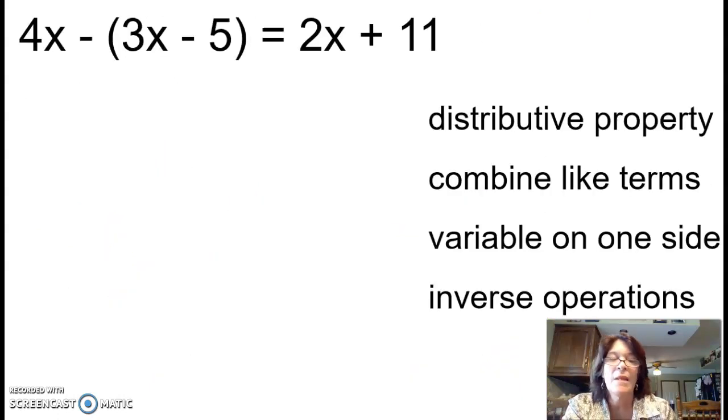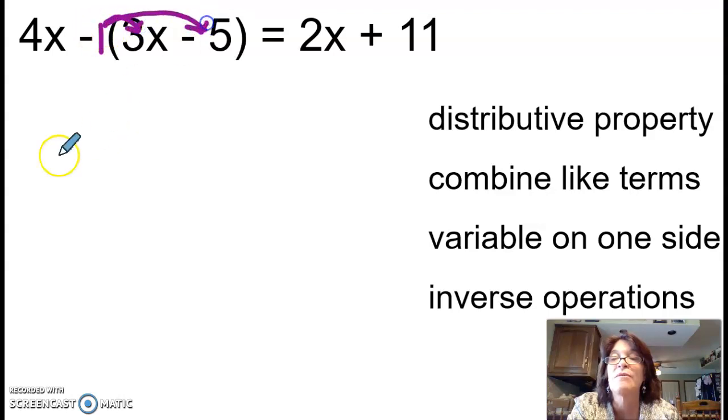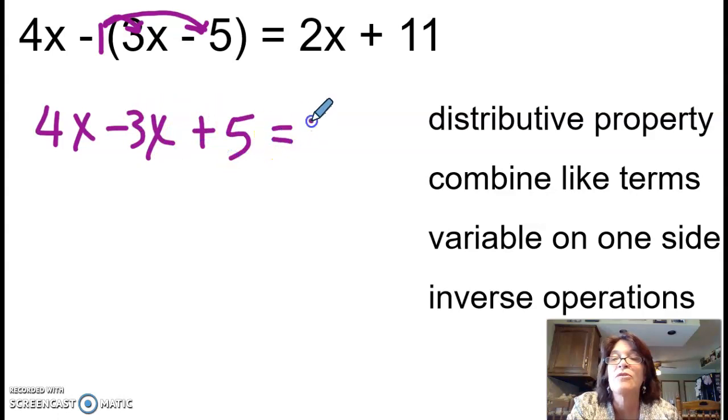Okay. All right, so sometimes the equations are a little bit longer. We have a bunch of x's, right? That's not what we want. We do not want a bunch of x's. So I first use the distributive property if I have to, okay? I have this -1 and then I need to distribute through the parentheses here, multiply. Okay, let's get rid of the parentheses. So I have 4x minus 3x plus 5 equals 2x plus 11.